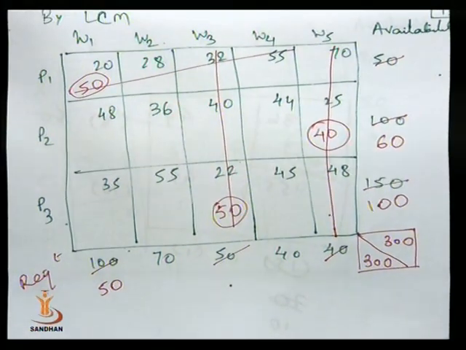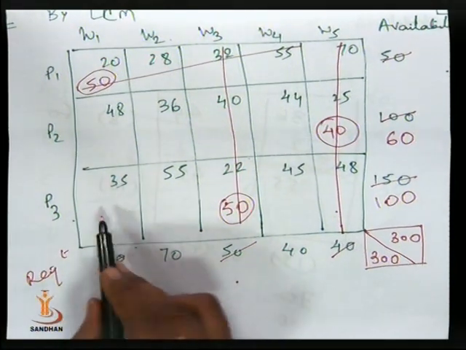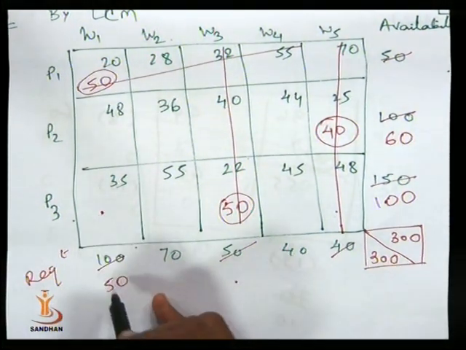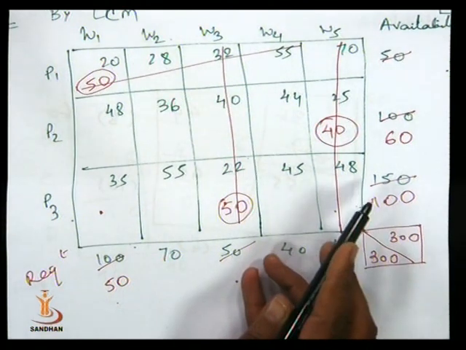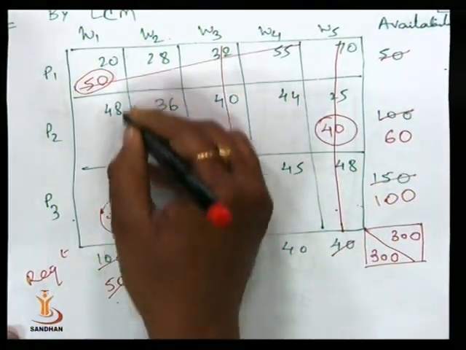Now the reduced matrix is of size 2 by 3. Among them, the smallest TP charge is 35. There is a requirement of 50 units and availability of 100 units. We allocate 50 units in that cell.